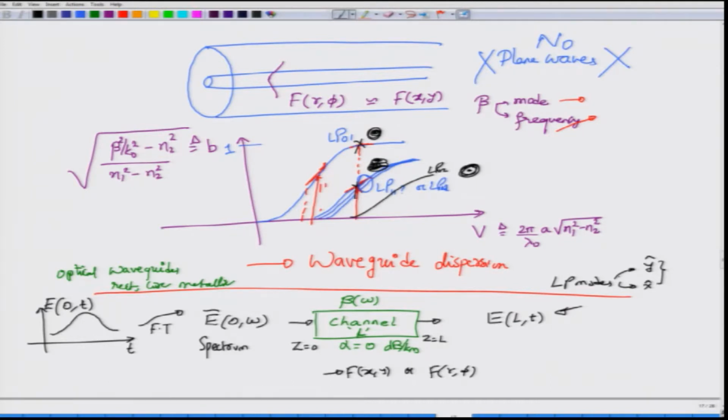Now, the channel is characterized by having its propagation constant depend on the frequency omega. So, therefore, this is beta of omega. For simplicity, I take the propagation in the z direction with z equal to 0 as the input and z equal to L as the output of the channel. Now, what is the use of knowing the spectrum?